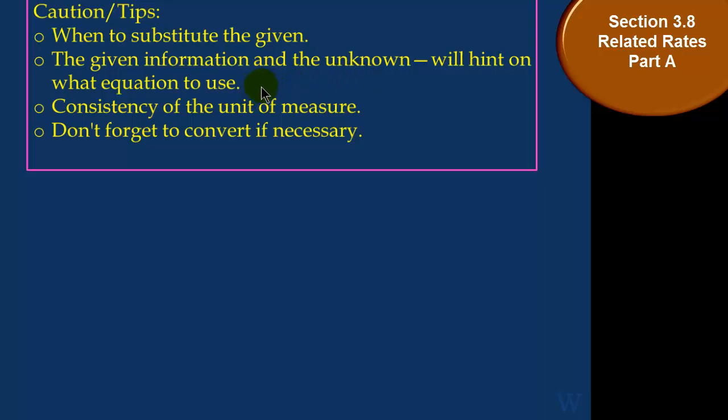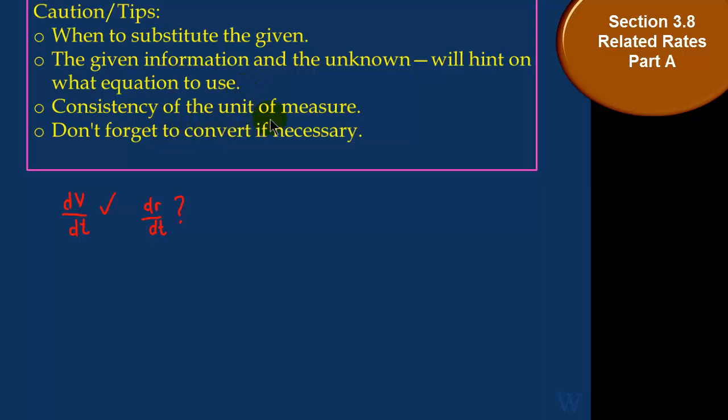The given information and the unknown will hint on what equation to use. For example, in example 1, dV by dt was given, which means I would be looking for the equation of the volume, and then the unknown was dr by dt. So the natural thing to do would be to relate volume and radius of the sphere, and that's exactly what we did.